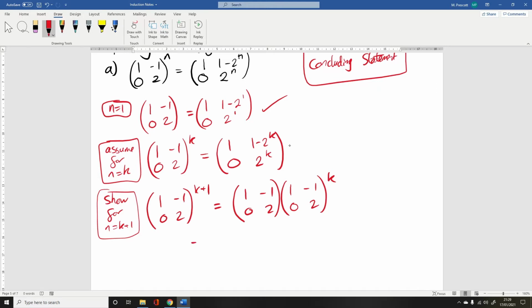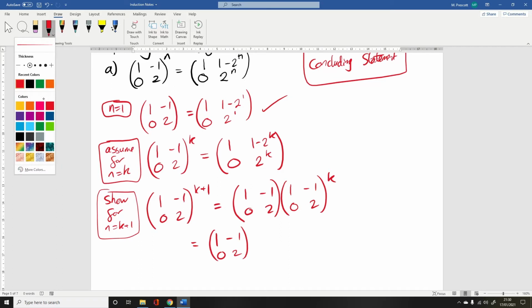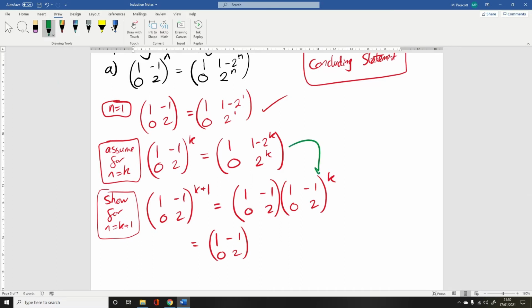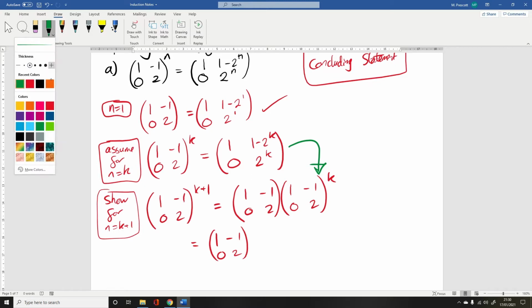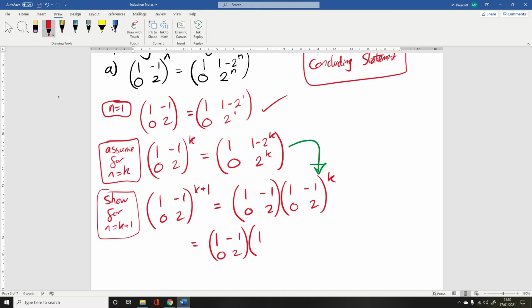Now the reason that we've done that is obviously that we can take that matrix that's there on the right and we can substitute in for it what we've already assumed. We've assumed this is equal to 1 minus 1, 0, 2 to the k. So let's do that. That would mean this is equal to 1, and then 1 minus 2 to the k, 0 and 2 to the k.